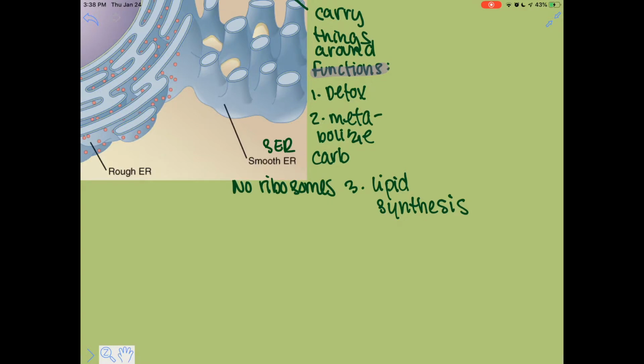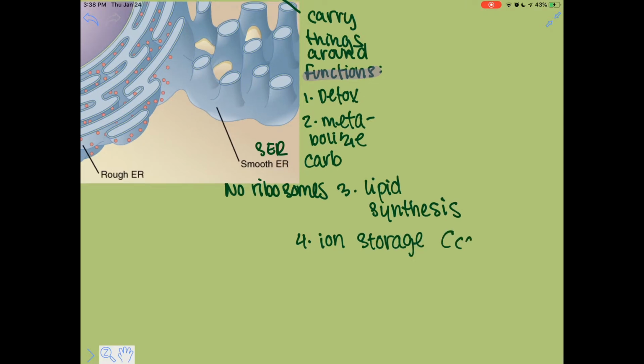Finally, the fourth and final function that we'll be talking about today for the smooth endoplasmic reticulum is ion storage. And so ions that the smooth endoplasmic reticulum can store are, for instance, calcium. And so calcium isn't just stored in the smooth endoplasmic reticulum, but there's also a modified type of endoplasmic reticulum that is used for muscle cells specifically, called the sarcoplasmic reticulum.